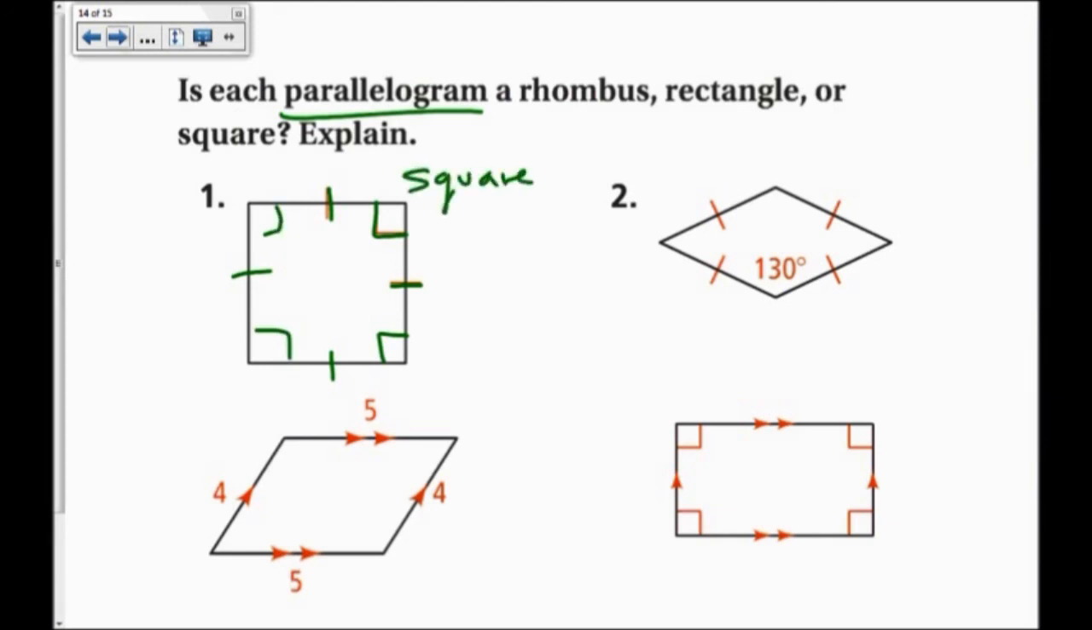Number 2, all the sides are the same length, but this is not 90, so it's not a rectangle, and it must be a rhombus. Number 3 down here, these are parallel, and these are the same, but it's different than the other ones, and so it can't be a rhombus, and I don't know if these angles are 90 degrees, so it can't be a rectangle or a square, and so it's just a parallelogram.